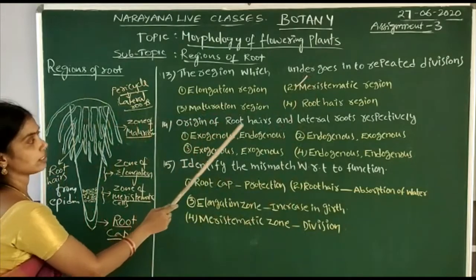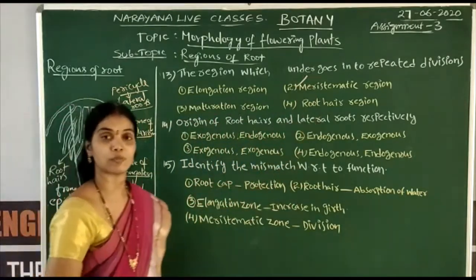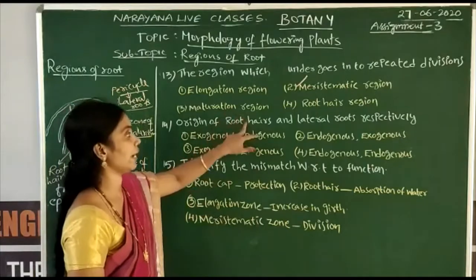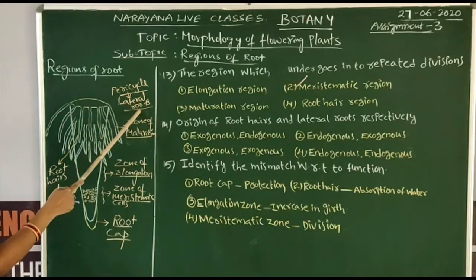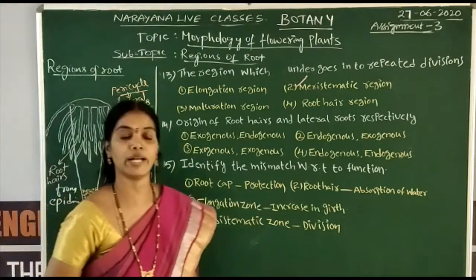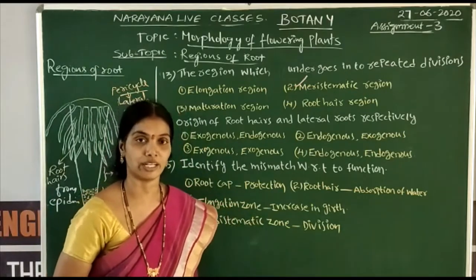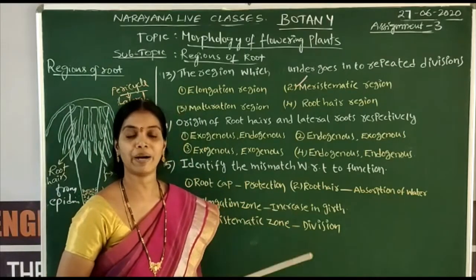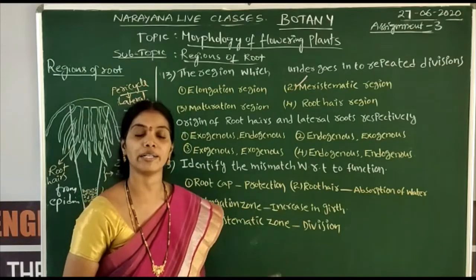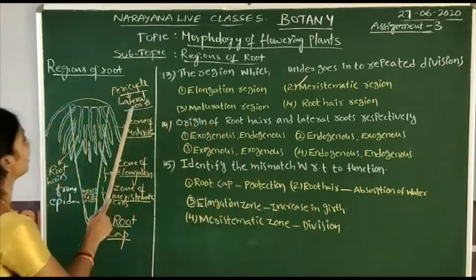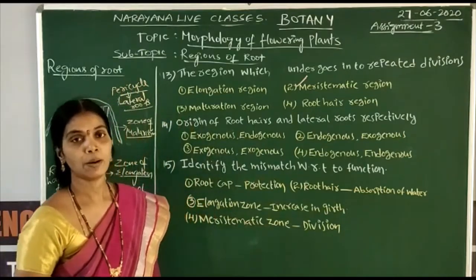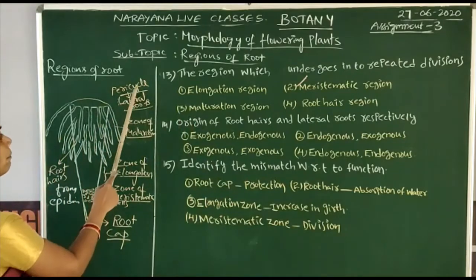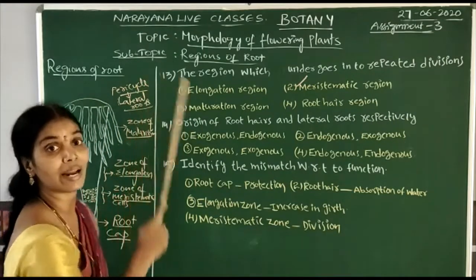Then 14. Origin of root hairs and lateral roots respectively. So root hairs, lateral roots. See children in the diagram, root hairs from epidermis, pericycle from lateral roots. So if the root hairs are from epidermis, that is exogenous. If any part is from internal structures, we call it as endogenous. Here you can see the lateral roots are from pericycle, means those are endogenous. Means root hairs, exogenous, pericycle forming lateral roots, endogenous.